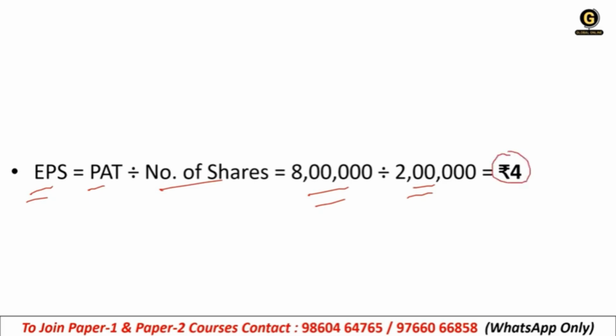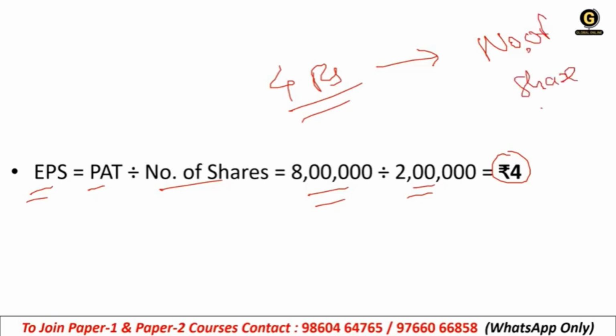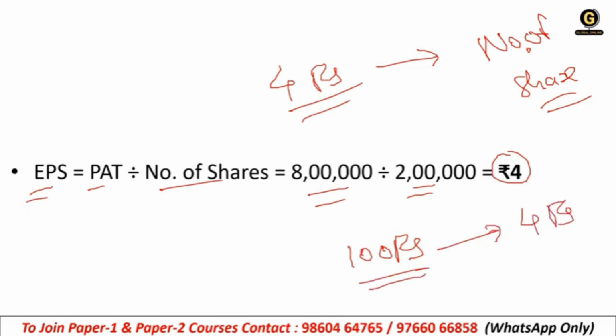Clear? So rupees 4 will be the profit for every share. For example, if we have one share of 100 rupees, for every 100 rupees the company is generating rupees 4 profit. That is the reason why we calculate the EPS, earnings per share.